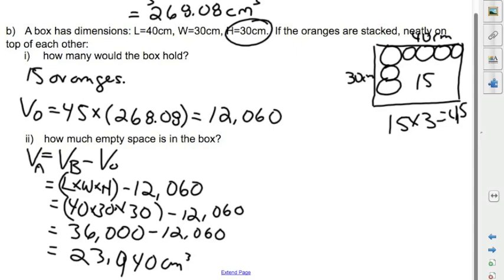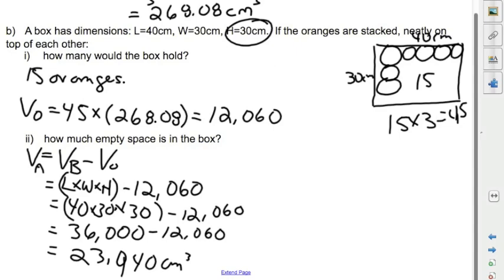Wait, Mr. Tam, why couldn't you do it like this? The volume of the box divided by the volume of the oranges to get the number of oranges you can fit in the box. Because then you're assuming that there's no gap, that the oranges all fit perfectly one beside another. But we know that when we put spherical things into a box, you're always going to get a gap. It's not how much the box could potentially hold, it's how much the box will hold.